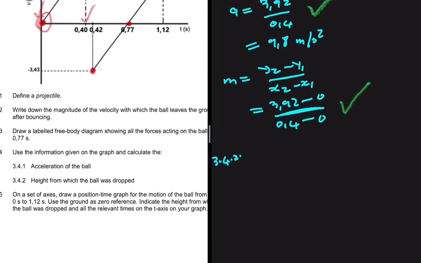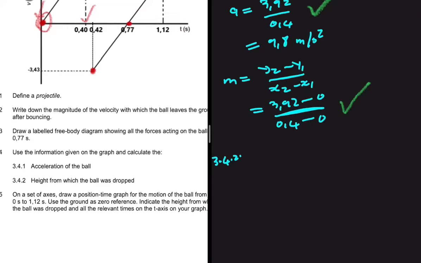3.4.2. The question is saying let's calculate the height from which the ball was dropped. Again, two ways of answering the question: equations of motion or the area under the graph. For the position or for the displacement, we need the area under the graph. So also to find the height, we're going to use the area under the graph. For the acceleration, we use the gradient of the v-t graph. So you need to know which to use when. We don't just calculate the gradient all the time, right?